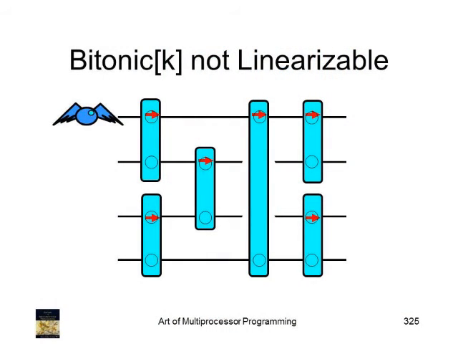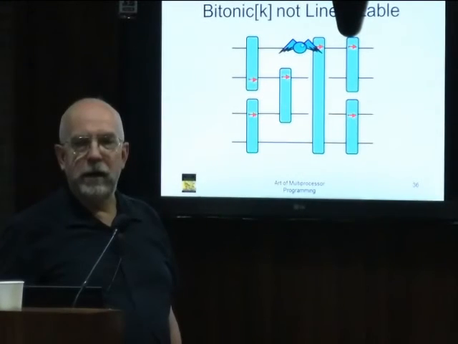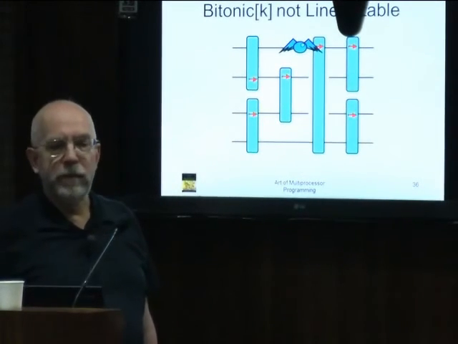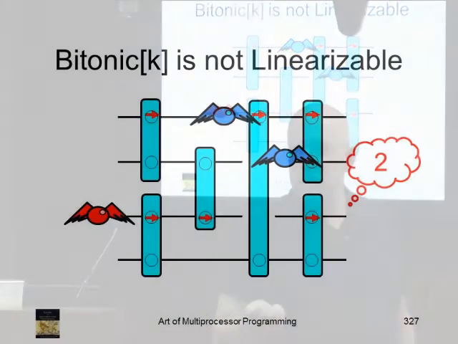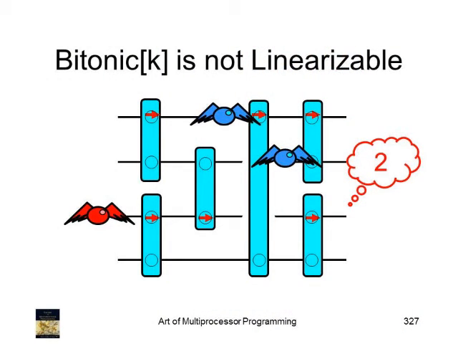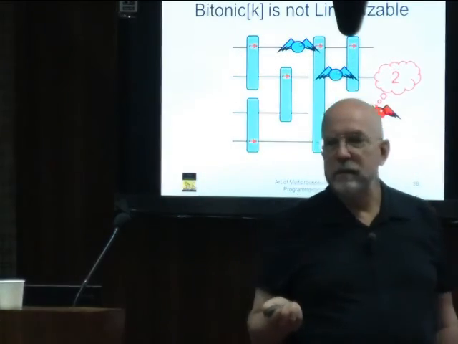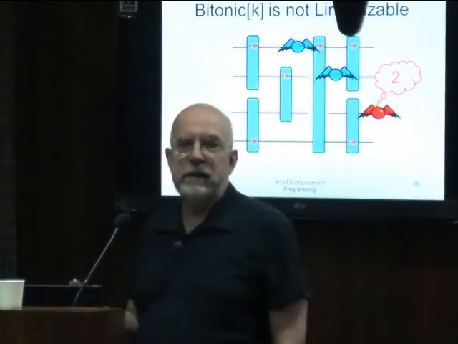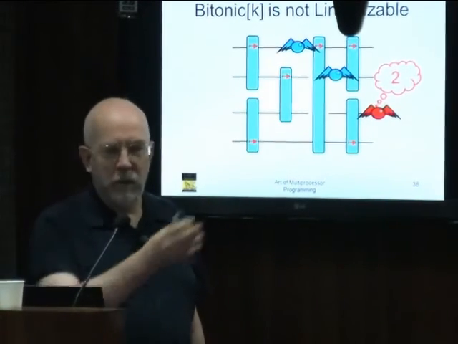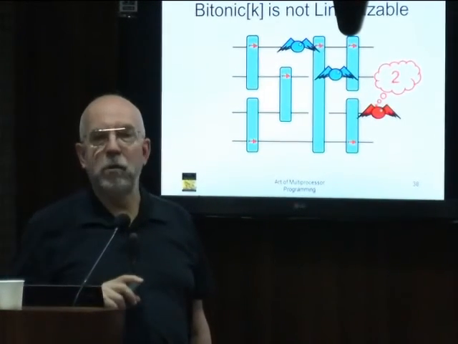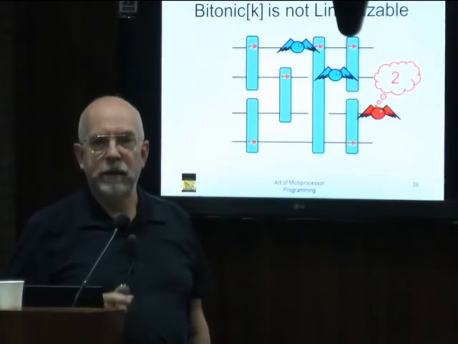It's not linearizable. So here's an example of a non-linearizable execution. So this token goes through. It falls asleep in the middle. Another token comes in. It falls asleep partway through. The red token comes in, and it takes 2, because the values 0 and 1 would have been taken by these tokens that are asleep. And if I wake them up and send them through now, they'll take 0 and 1. And so the counting is OK.